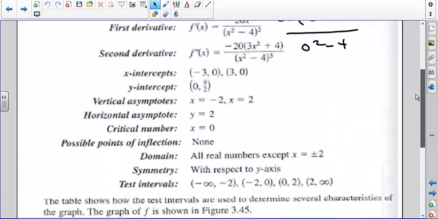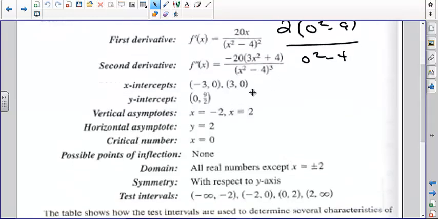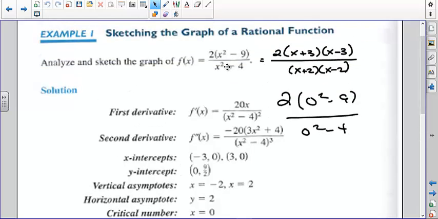We said, how do we find the other stuff? Well, for the x-intercepts, you take the original function and factor the numerator. So x squared minus 9 is x plus 3 times x minus 3. So in the original function, the numerator goes to 0 at these 2 values of x, 3 and -3. Those are your x-intercepts. For your y-intercept, you set x equal to 0. That just leaves 2 times -9 over -4, which would be positive 9/2. So that's how to get the y-intercept.